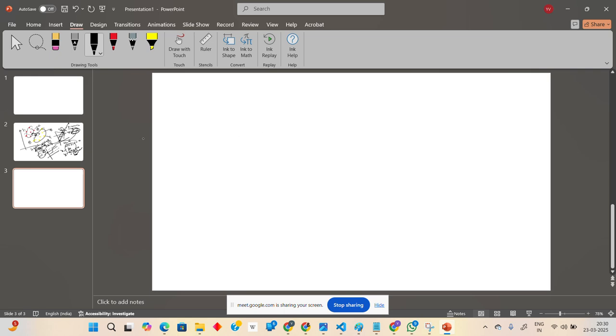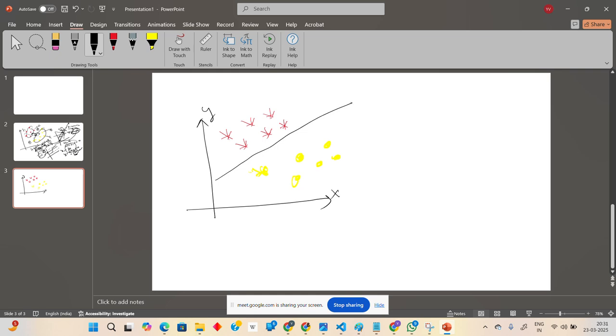Here again I'm considering the x-axis and y-axis. These are features. This is the output column. Let us consider again two classes. This is class one, and this is class two. In the support vector machine, what is the strategy, or what exactly is the algorithm going to do? We have to find the hyperplane, the best hyperplane.